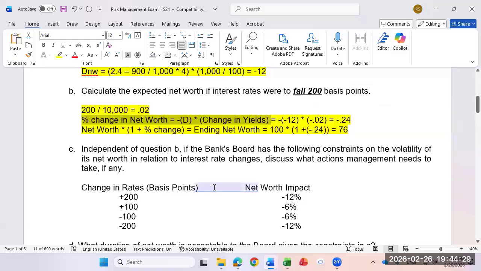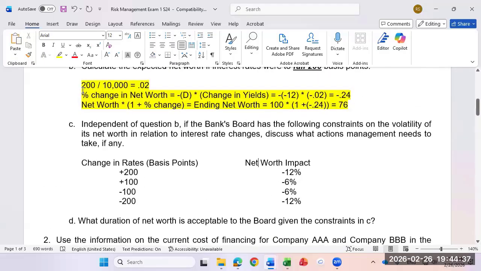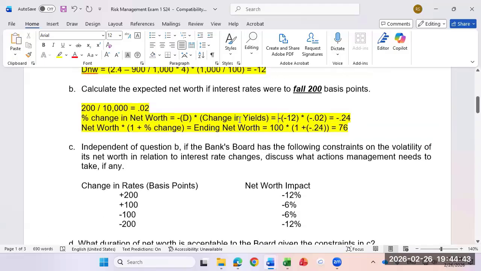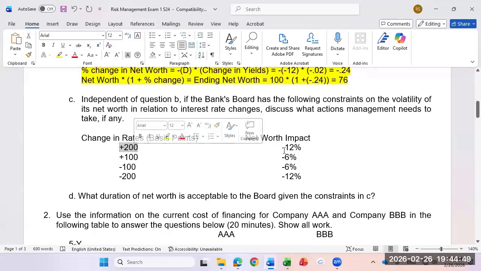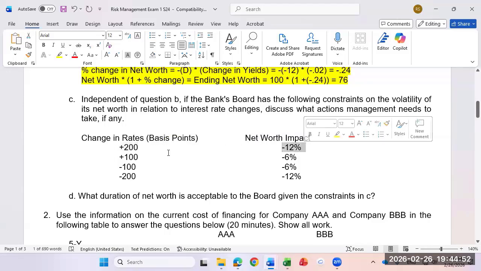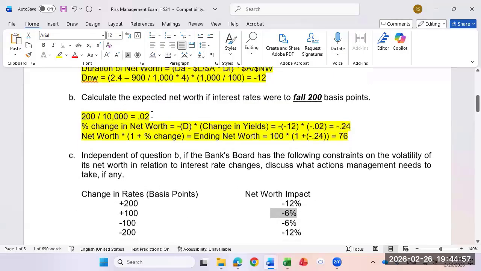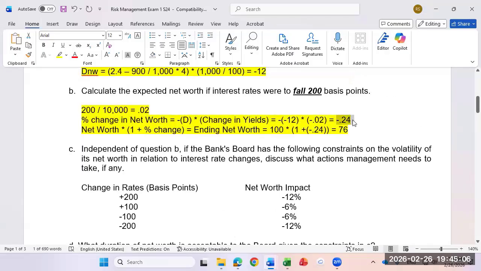All right, now the next one, a lot of students miss, but I don't understand exactly why. This is the same formula up above, except what the board is saying is if you use this formula, if it's 200 basis points, the result may not be worse than negative 12%. If it's 100 basis points, not worse than -6. Here, the one we tested was -200. The board said -200, the worst you can be is -12. What do we actually have? -24. Did we pass? We failed.